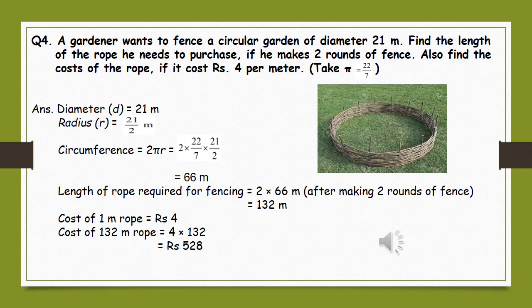So the total length of rope required for fencing will be 2 into circumference, that is 2 into 66, that is 132 meter. The second part of the sum, we have to find out the cost. Cost of 1 meter rope is rupees 4. So cost of 132 meter rope is 4 into 132, that is rupees 528.